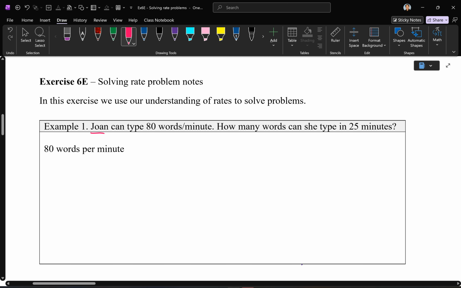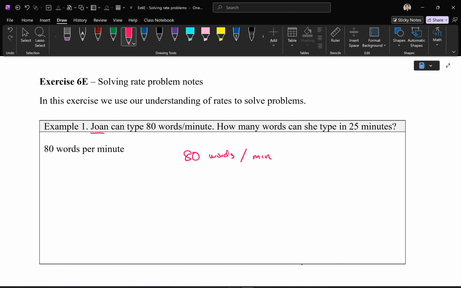Joanne, or Joan, can type 80 words per minute. How many words can she type in 25 minutes? So we've got a rate. We know that every minute they can type 80 words. The question is, in 25 minutes, how many words can they type? Remember, you can use a calculator for the quiz. So you don't have to do this by hand. Do it with a calculator.